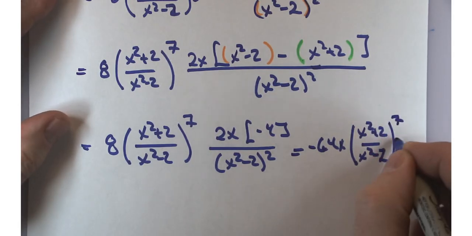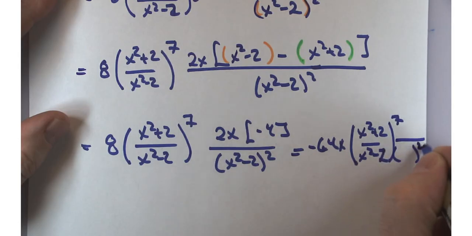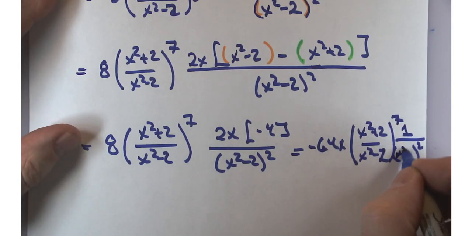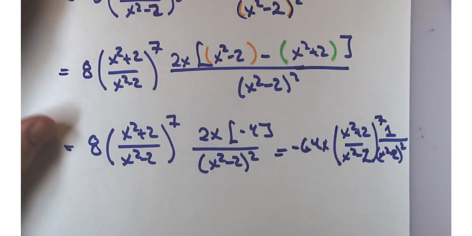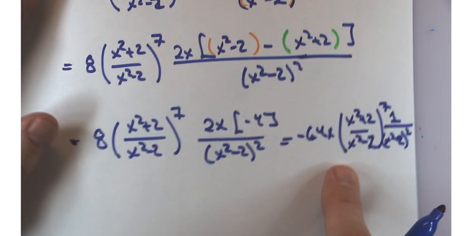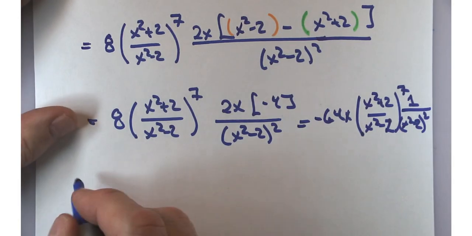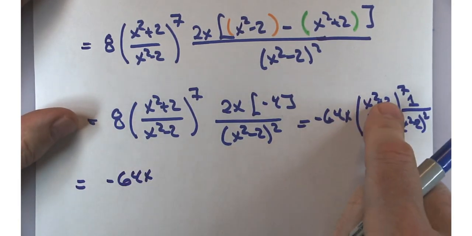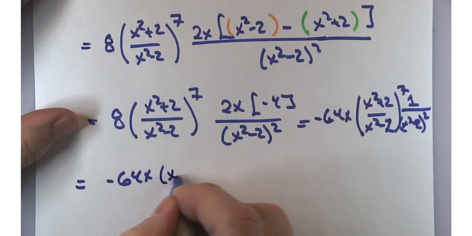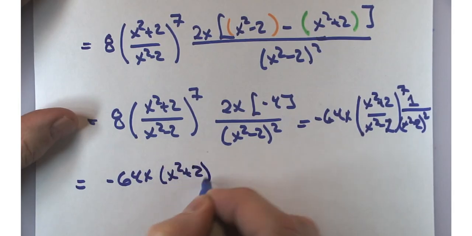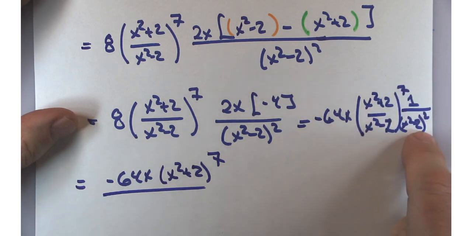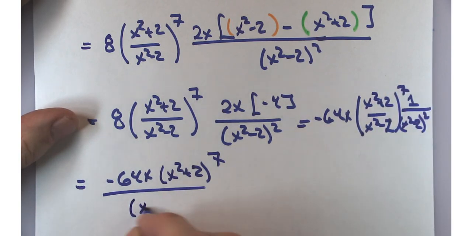But I still have this thing squared in the denominator. So I have 1 times that, x squared minus 2. But if you really wanted to clean this up a little bit more, negative 64x, you've got 7 of these in the numerator, x squared plus 2 to the 7th. You got a total of 9 of them. 2 and 7 gives you x squared minus 2 to the 9th power.